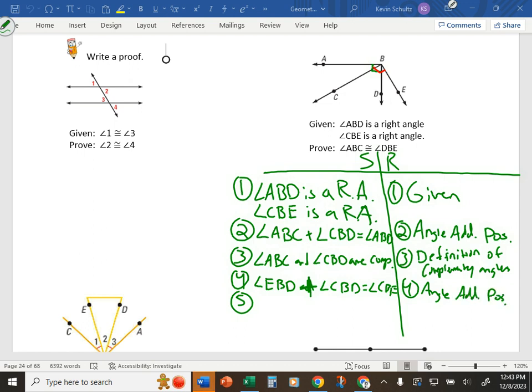Step 5, ABC and CBD are complementary. We're doing the same thing, only with EBD and CBD. And we can do that because of the definition of complementary angles.